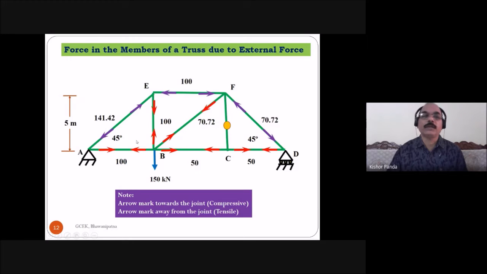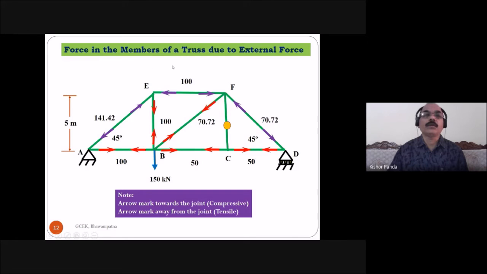The red arrow mark is the tensile force, and the brown arrow mark is the compressive force. Here note, the arrow mark toward the joint is compressive, and the arrow mark away from the joint is tensile. These are the forces in the members.